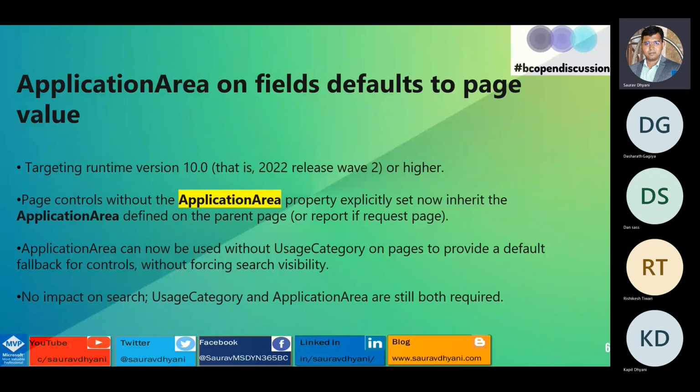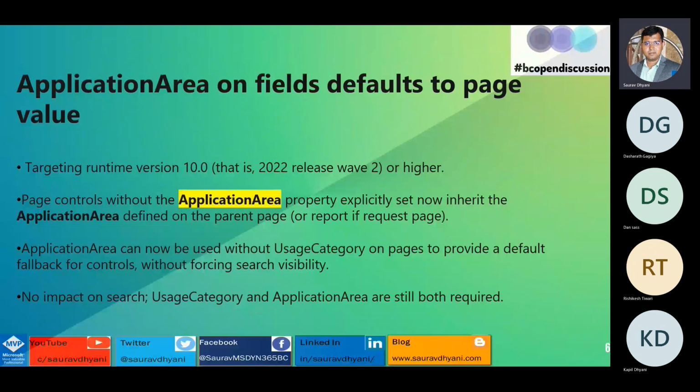But if you don't enable the code cop, which most of the developers were not doing in the past, there were problems when you publish your extension that a user cannot see a field because the application area was not defined on that field. So in the past, application area was mandatory on each field that you add on a page or page extension. It was mandatory on each and every action that you add on your page or page extension. In the same way, it was also mandatory on your report request page.